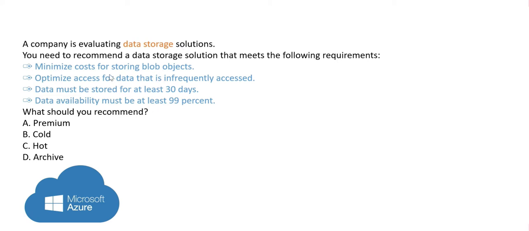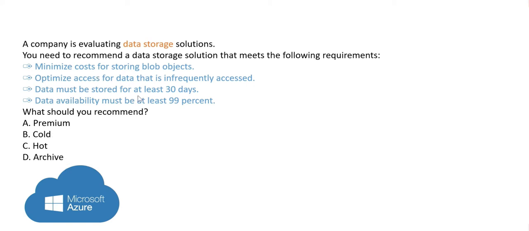Minimize costs for storing blob objects. So you have to minimize costs. That means out of this, archive will be cheapest. Optimize access for data that is infrequently accessed. So in this case, it should be cold because it has both minimize costs and infrequent access. Archive is for rare access.